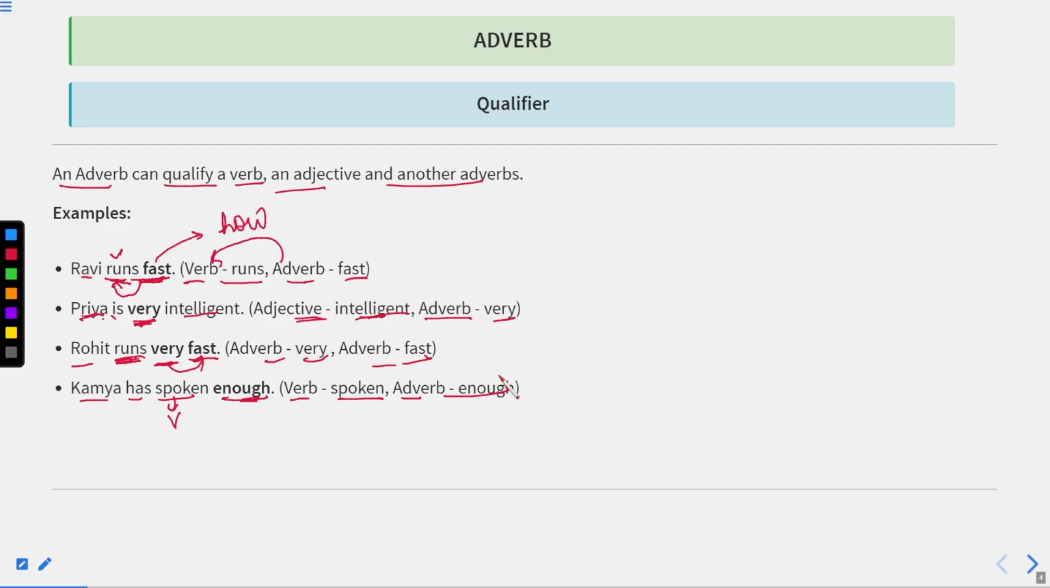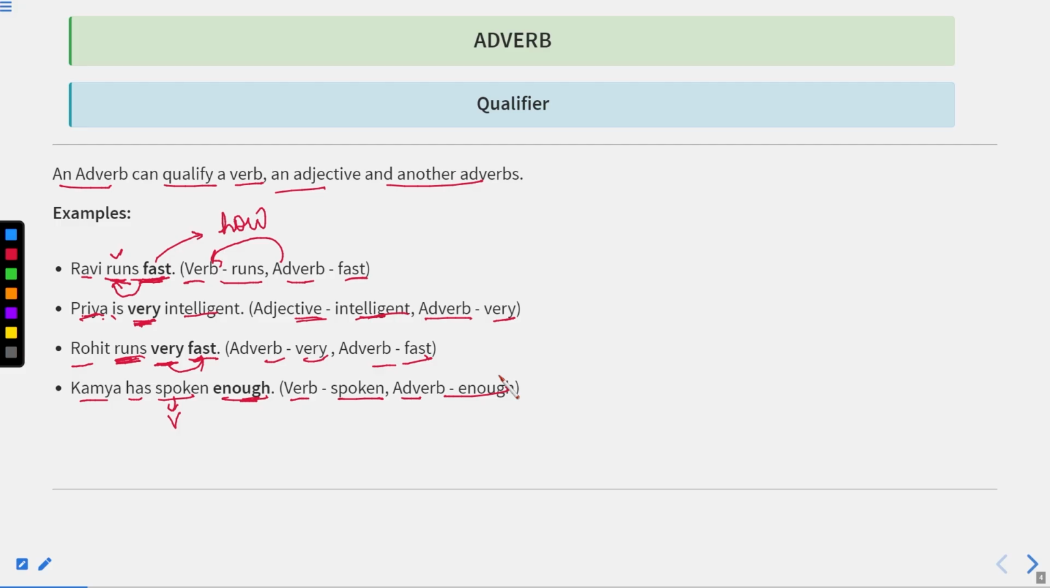Now, an adverb can also qualify the entire sentence. For example, if I say, unfortunately, the event was cancelled. Here we have started the sentence with the word unfortunately, which describes the misfortune of the entire sentence. Why am I saying unfortunately? Because it is our bad luck that the event was cancelled. So the entire sentence is qualified by the word unfortunately, which is again an adverb, because a word can qualify the entire sentence.